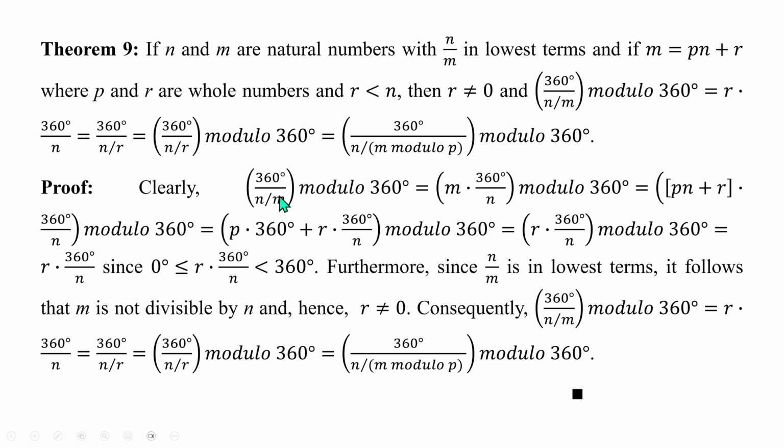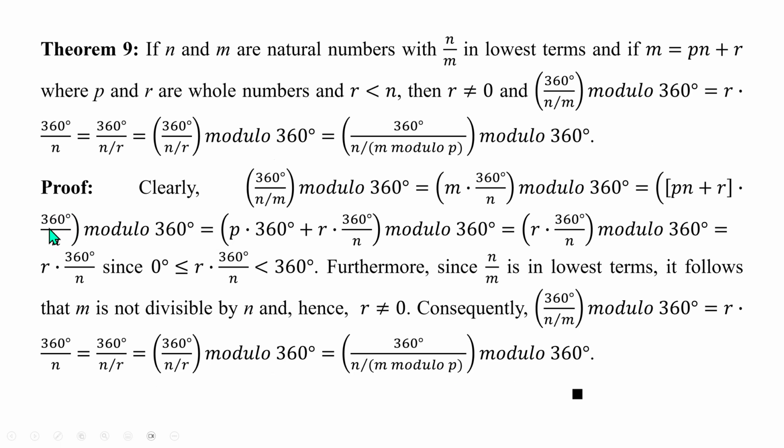Well, clearly, 360 degrees divided by n over m modulo 360 degrees. You can flip this fraction, put the m up above, and write that as m times 360 degrees over n modulo 360 degrees. Now, m itself, remember, we can write that as pn plus r for some whole number p. So we replace this m by that, and that's multiplied by 360 degrees over n. And then it's all reduced modulo 360 degrees.